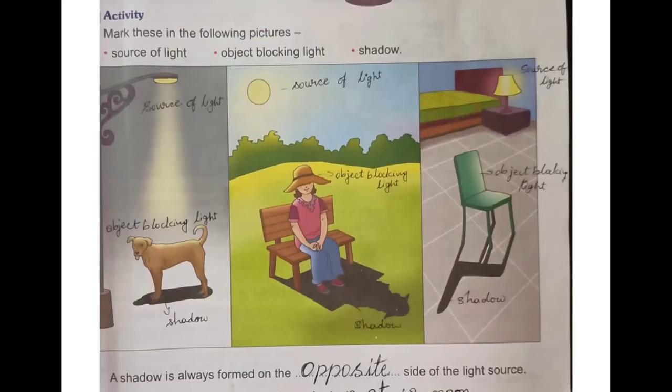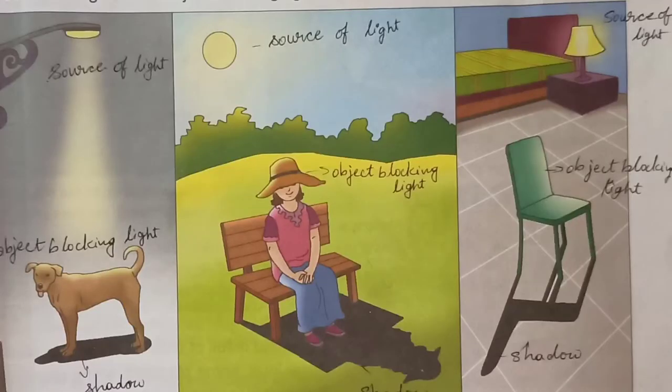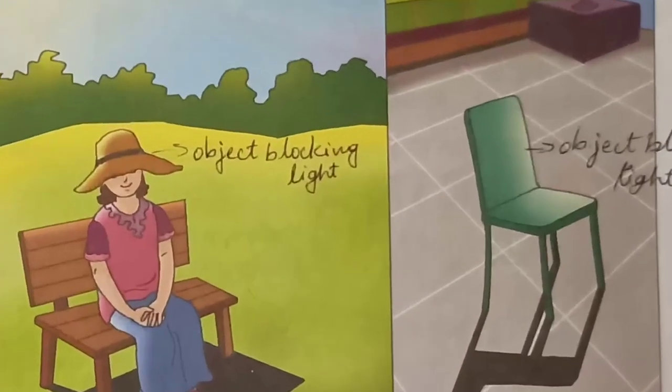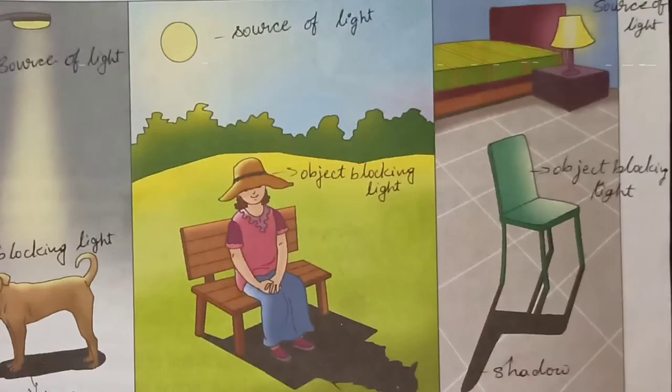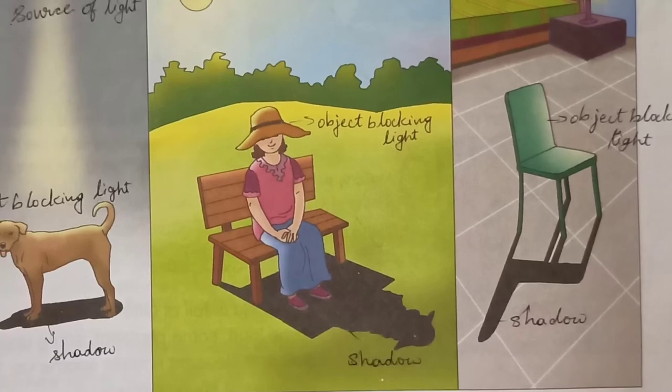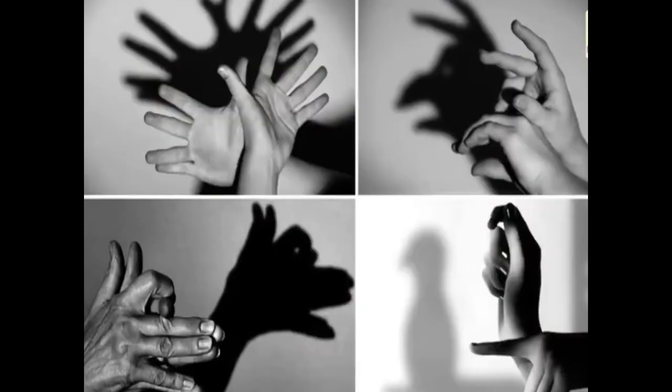And next picture, the bed lamp is the source of light. The chair is blocking the light, and you can observe the shadow of the chair on the floor. You can also see many shadows using hands. A shadow is always formed on the opposite side of the light source.